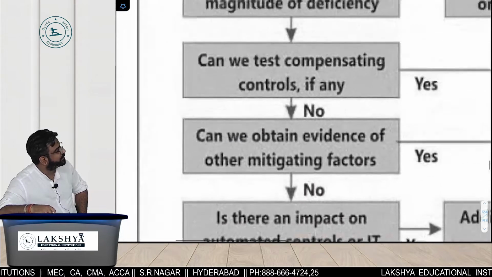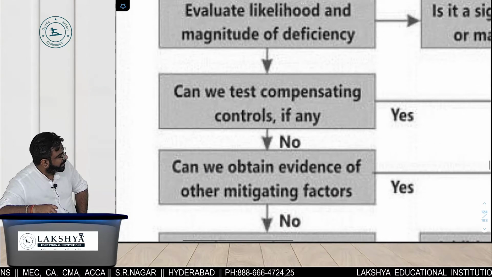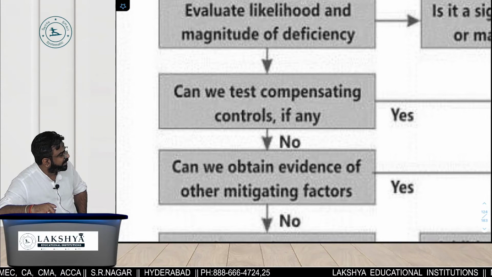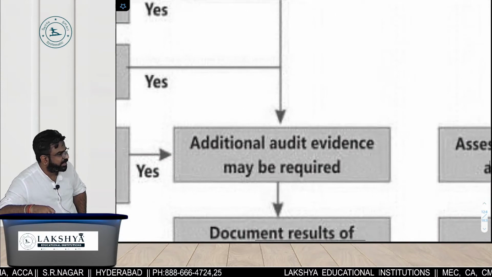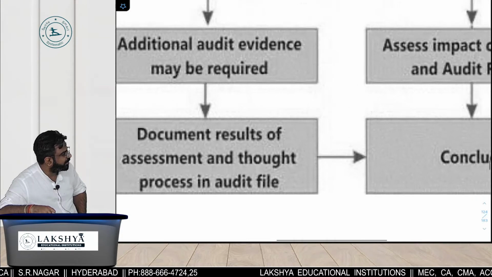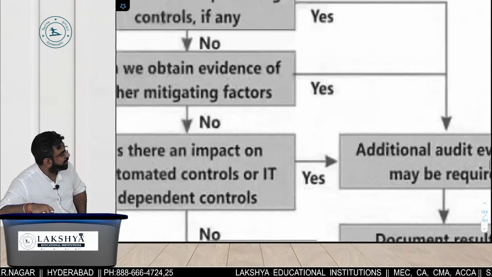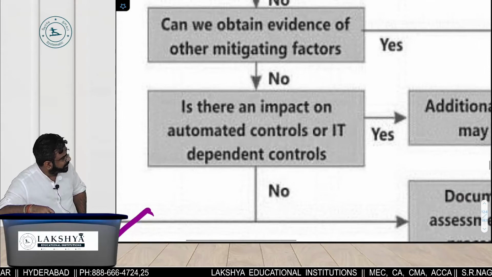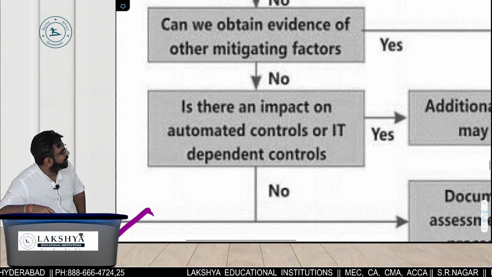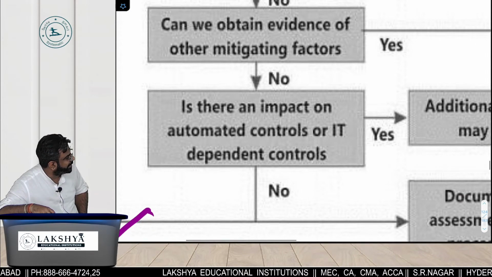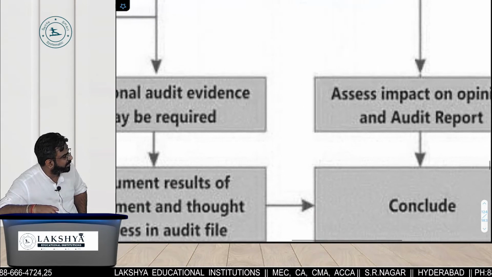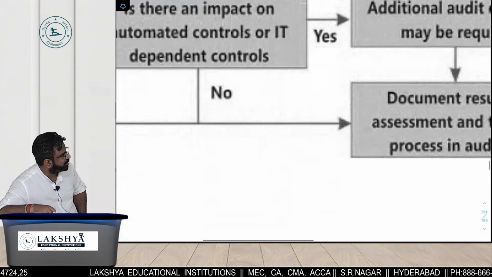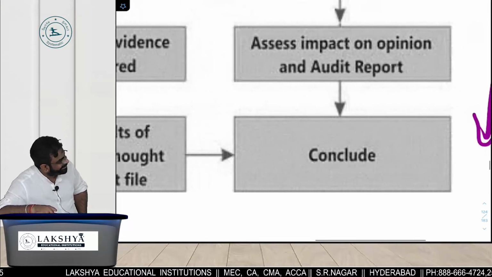If no, तो क्या करेंगे? Can we obtain the evidence of what? Other mitigating factors? If yes, तो फिर से क्या करेंगे? Additional evidence required and document and finally what? Conclude. If no, फिर नीचे चलो. Is there any impact on what? Automatic controls or IT controls? If yes, additional document and then what? Conclude. If no, उन्होंने बोला फिर भी डॉक्यूमेंट करो, फिर भी कंक्लूड करो.